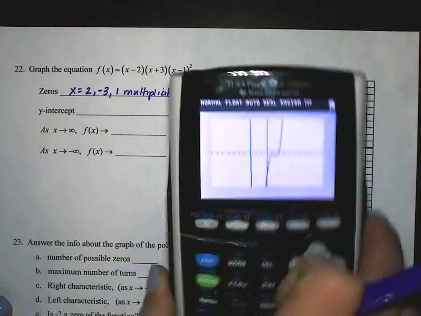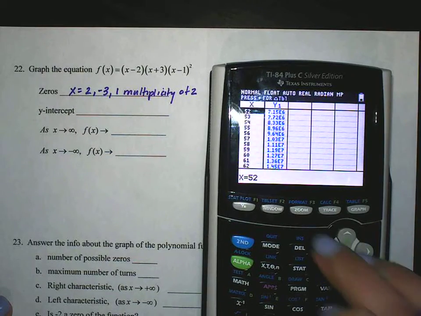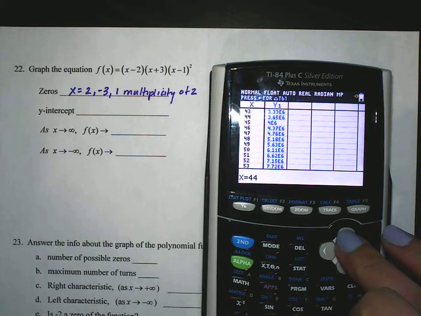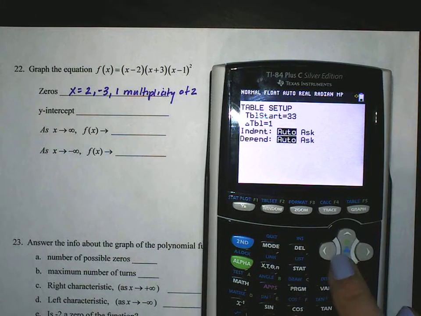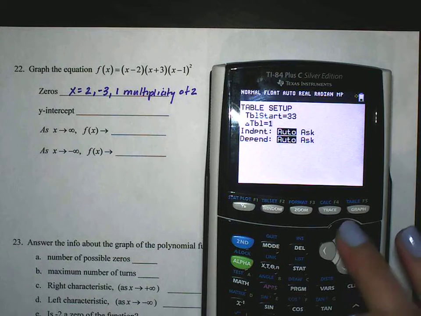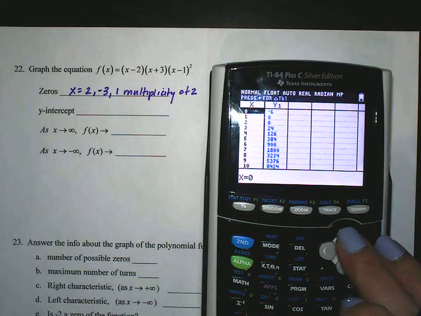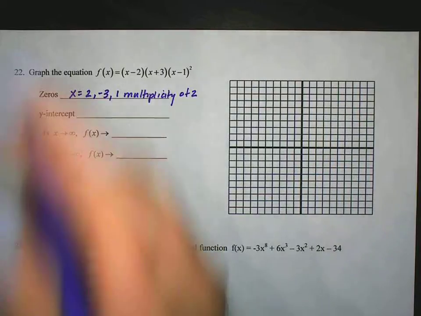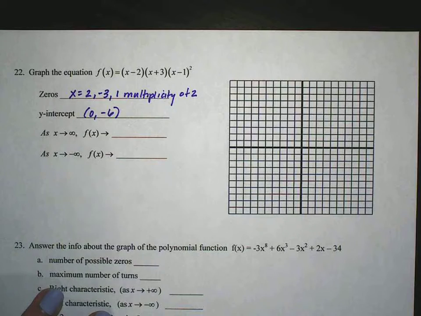You can also get it off of your calculator by hitting second graph, going to your table. I have these really high x values right now, so you're going to go to x equals 0. You can either scroll, or if you go to second table set, I'm going to start at 0 here. Alright, so when x equals 0, y equals -6. So I'm going to write that as an ordered pair. 0, -6.